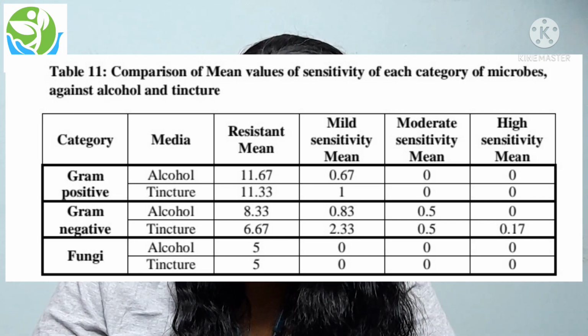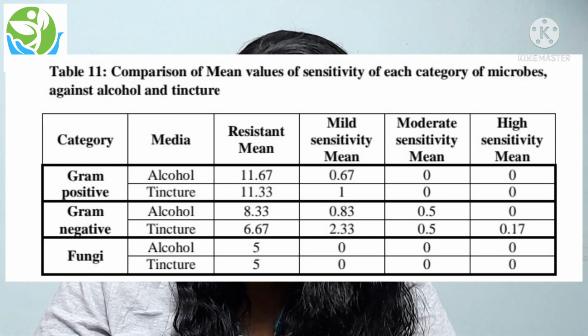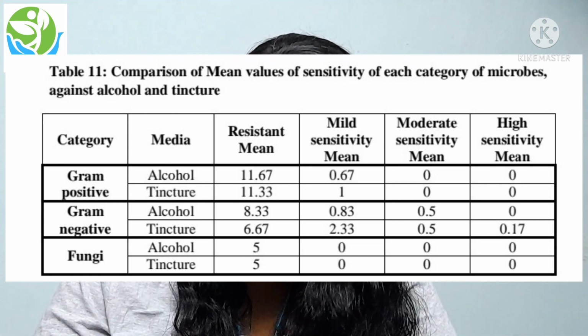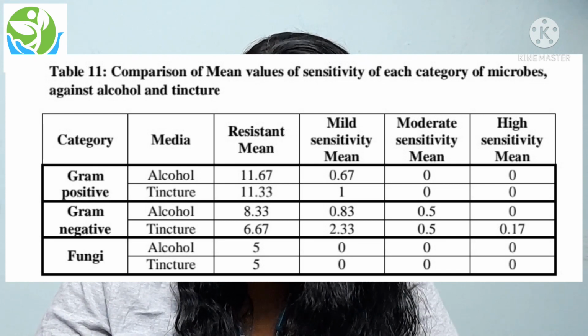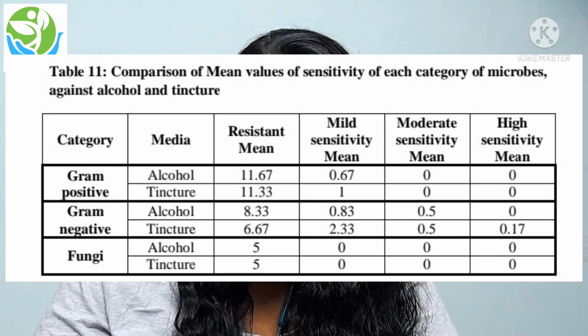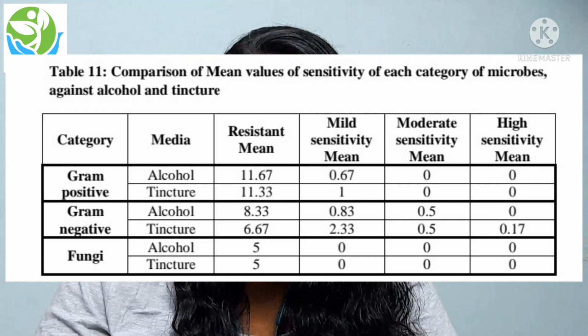But in the case of mother tincture, 6.67 were totally resistant, 2.33 showed mild inhibition, 0.5 showed moderate inhibition as well as 0.17 showed high inhibition. In fungus, there was no inhibition noticed. So overall, by seeing the results, what we come to understand is that there is mild inhibition by both alcohol and mother tincture. Mother tincture has a slightly superior inhibition action compared to alcohol, but not statistically significant. So this is the understanding we come to by this study.